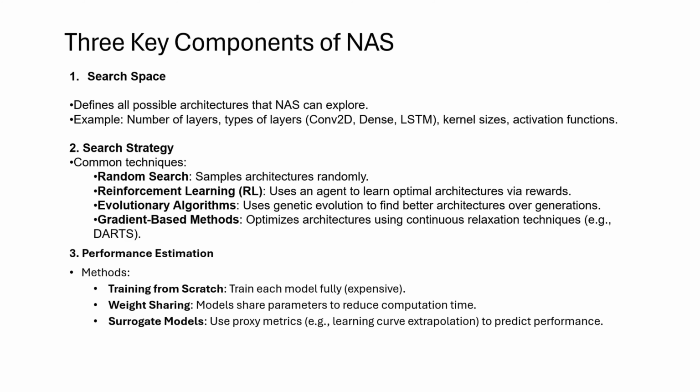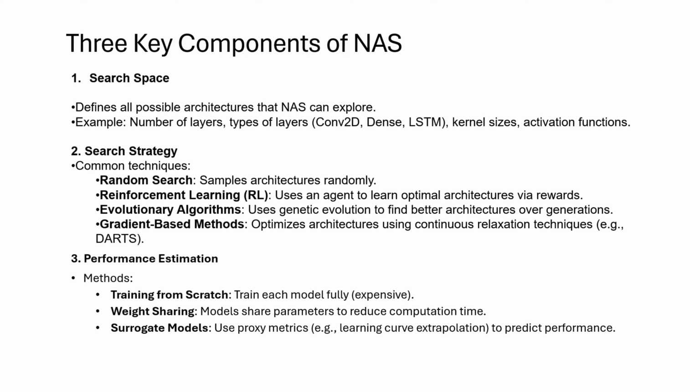Neural architecture search has three key components. First is search space. It defines possible architectures including layers, kernel sizes, and activation functions, structured as a graph. Second is search strategy. It explores architectures using methods like random search, reinforcement learning, and evolutionary algorithms. Third is performance estimation. It evaluates architectures with full training, weight sharing, or surrogate models like predictive metrics.